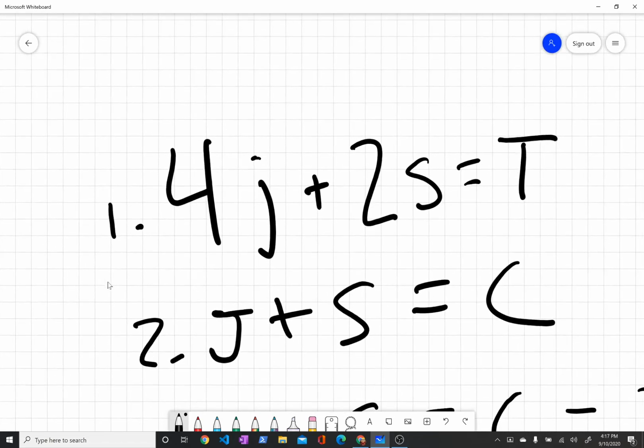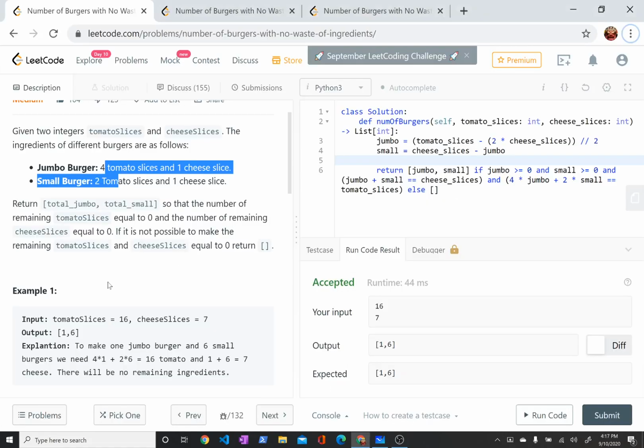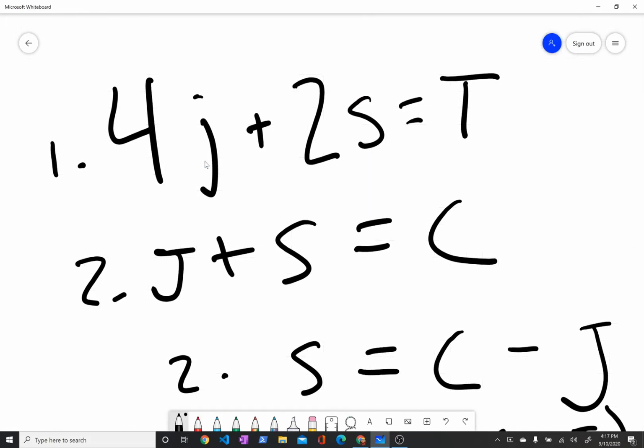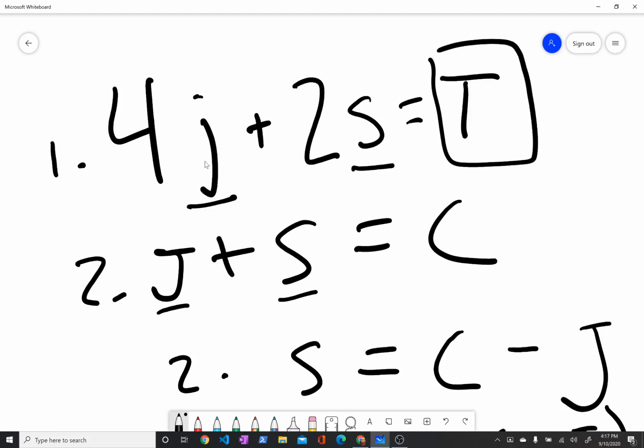What I did is I just set up a couple of equations from the problem statement. We know that the jumbo burger uses 4 tomato and 1 cheese, small uses 2 tomato and 1 cheese. It's interesting they both use 1 cheese. The cheese tells us the number of burgers we're going to make. So I wrote those two requirements out. 4 times the number of jumbo burgers plus 2 times the number of small burgers is going to equal the number of tomatoes that I'm going to use. And likewise, the number of jumbo burgers plus the number of small burgers is going to equal the number of cheese slices that I'll use.